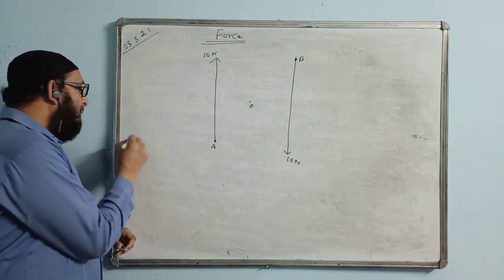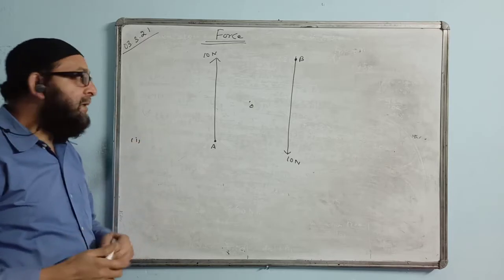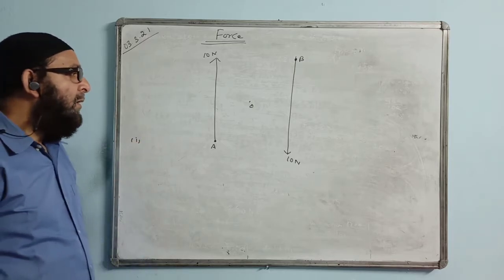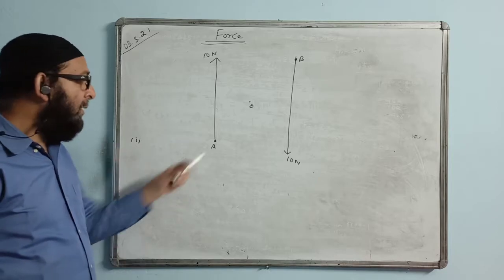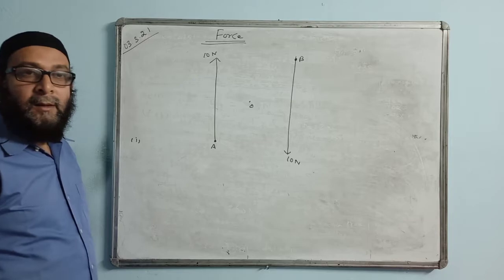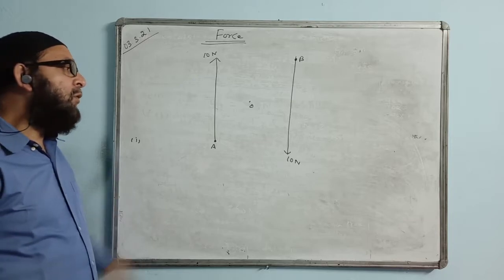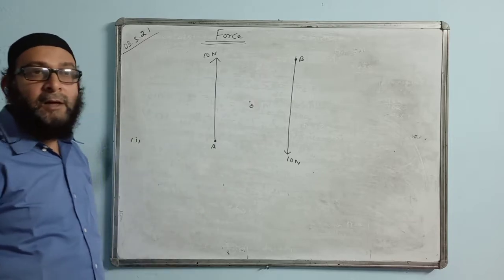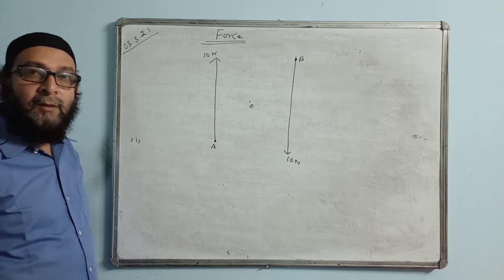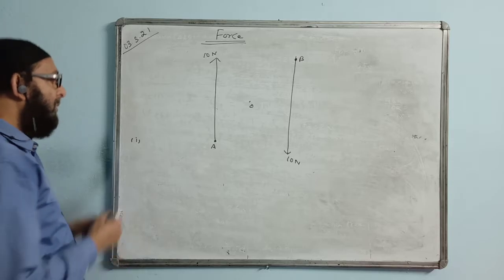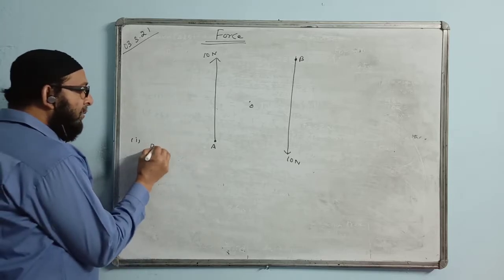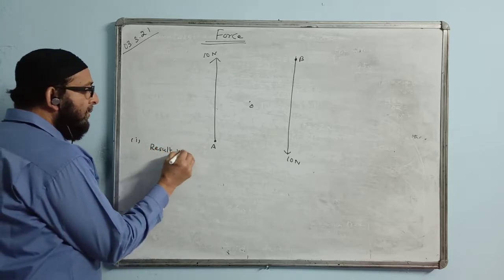Now there are three parts in the question. The first part says calculate the resultant moment of the forces about the point A. The second part, calculate the moment of the forces about the point B. And the third part, calculate the moment of the forces about the point O. Three questions, each one mark. I will be writing the resultant moment.